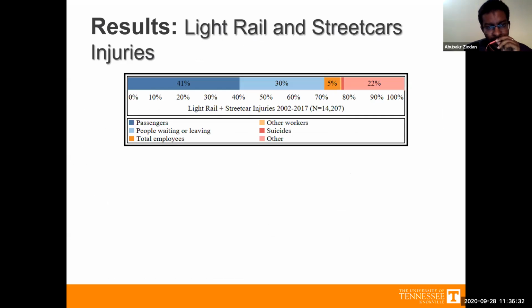Okay. In the second part of the results, I will be presenting the findings from the analysis of the injuries, and we can see that there were 14,000 injuries for light rail and streetcars during the period of the analysis. 40% of them were with passengers. Then also we can see that 30% of the injuries were people waiting or leaving. So most of these injuries were to the users of the systems while on board or waiting for the rail.